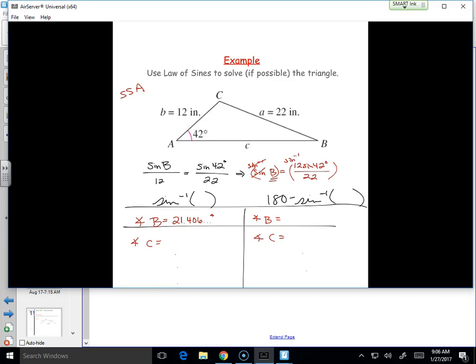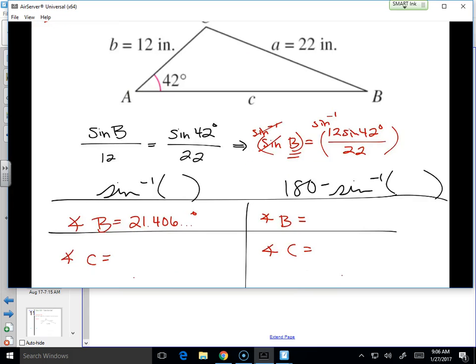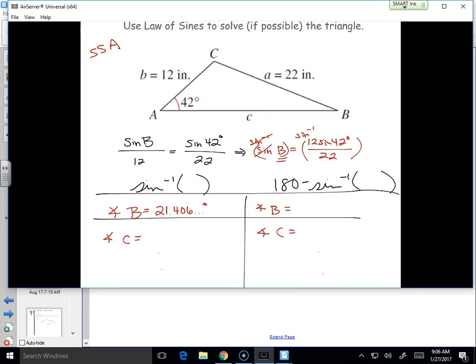Okay, we have an SSA case, right? We were solving yesterday, right? I think my pen is too thick right now. Okay, now better. 180 minus, what do you guys end up getting? 158.5936278. Four decimals, 0.59. We round it.